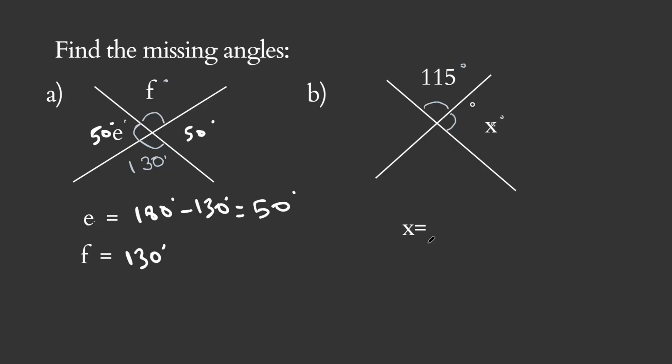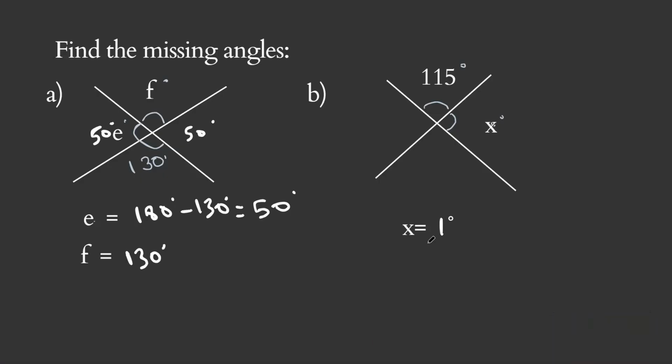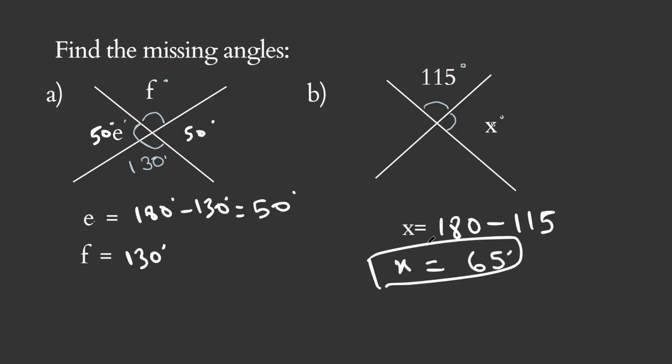Like that, here 115 plus how much is x? 115 plus x is 180, so x is equal to 180 minus 115. 180 minus 115 is 65 degrees. So x is equal to 65 degrees. That is the answer.